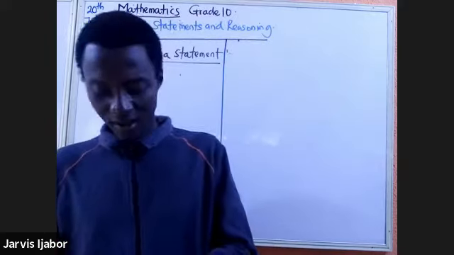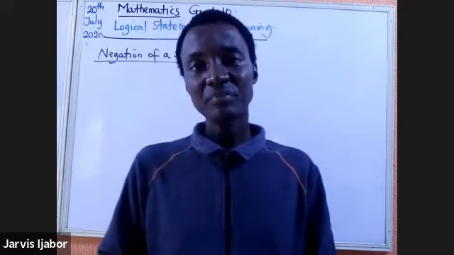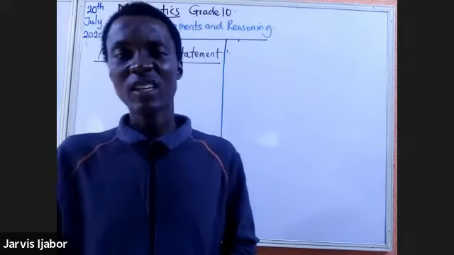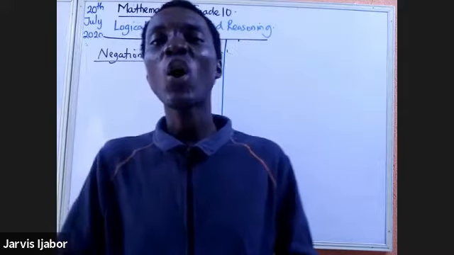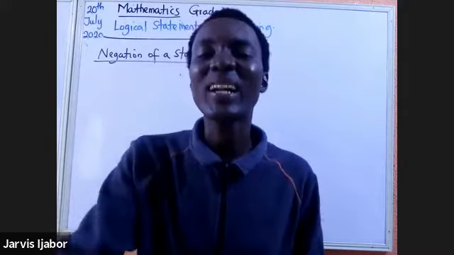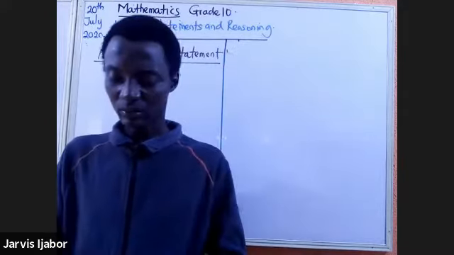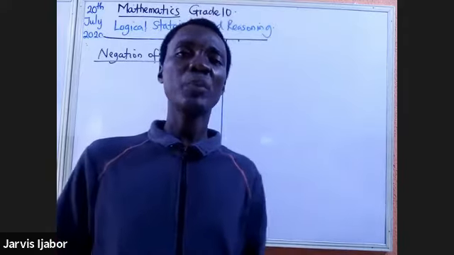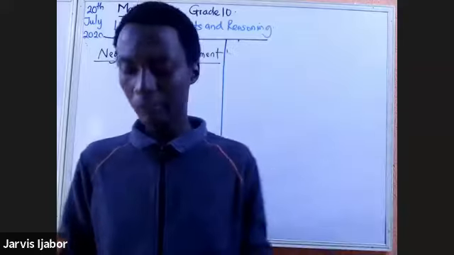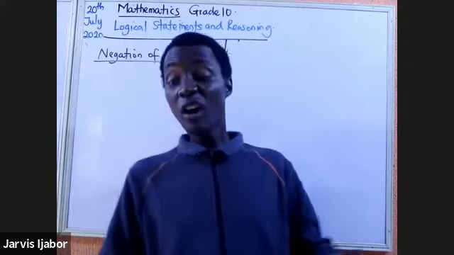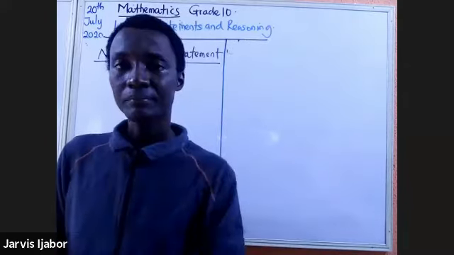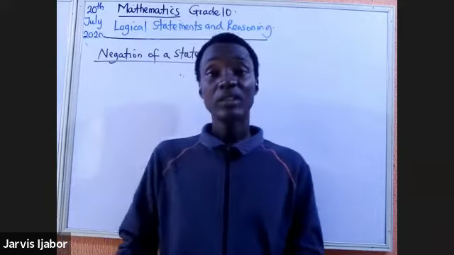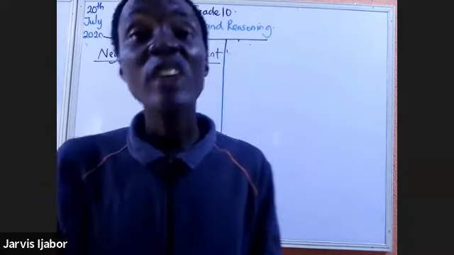He is a handsome man. He is not a handsome man becomes the negation, or he is an ugly man. That's negation. X is not a prime number. What will be the negation? X is a prime number. The figure is a square. The negation will be that the figure is not a square.